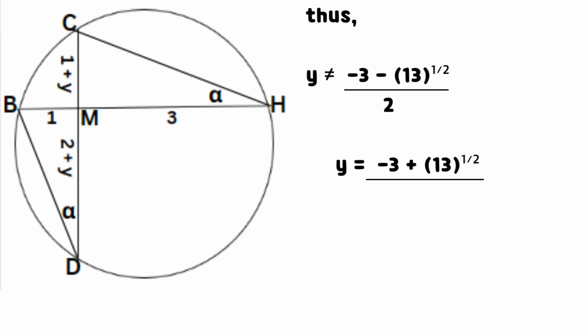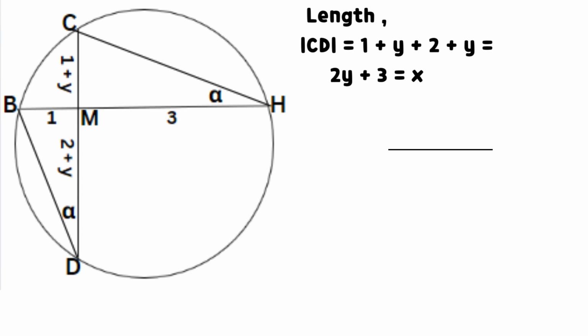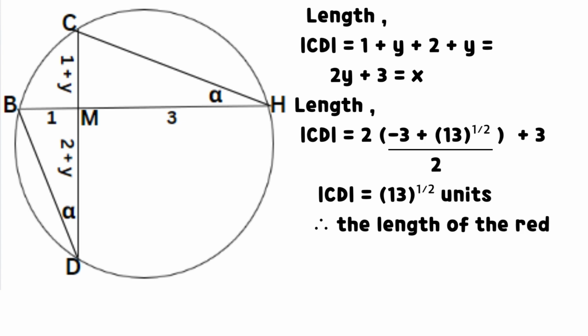Take the positive result of y, as length cannot have a negative value. That is, y equals negative 3 plus the square root of 13, all divided by 2. The length of the line C, D equals the sum of 2 times y and 3, which equals x. Substitute the value and simplify. We have that the length of the line C, D equals the square root of 13 units. Therefore, the length of the red line equals square root of 13 units.